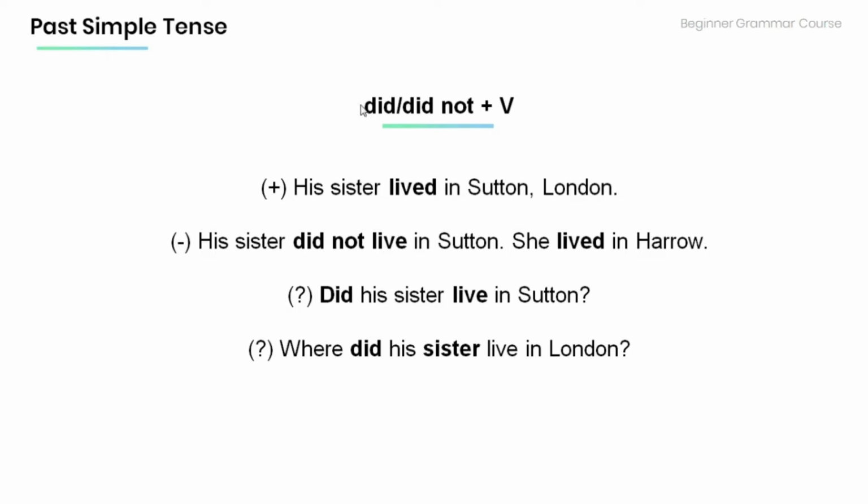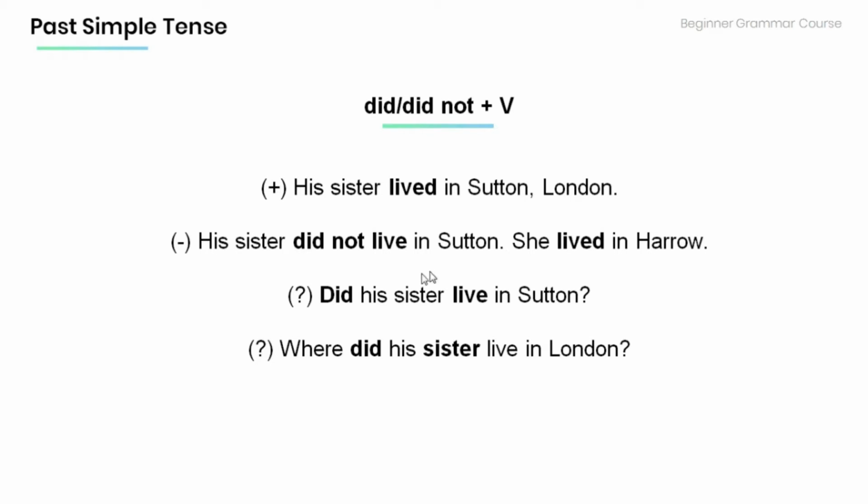Now let's have a look at the use of did or did not plus verb. Now let's start off with a positive sentence. His sister lived in Sutton, London. The negative form of this sentence would be his sister did not live in Sutton, she lived in Harrow.